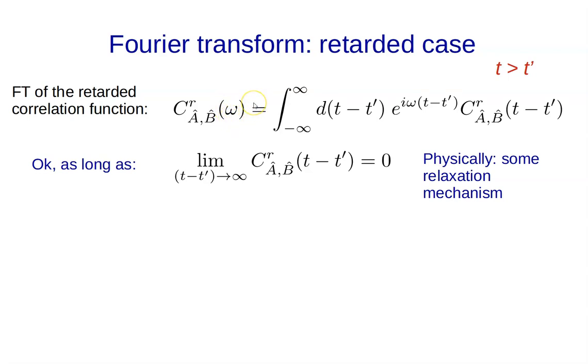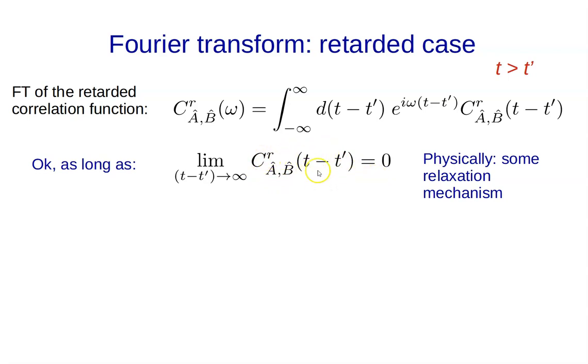Okay, now this is fine as long as this thing is limited. If it is not limited, say the cosine or something like that, you still get a well-defined Fourier transform. But one thing that is really usual in physical systems is that the correlation functions have some sort of decay. So the correlation functions between the operators do not extend to infinity, and at some point they start decaying. So some relaxation mechanism is usually present. That means that in the limit of very long times, these correlations fall off to zero.